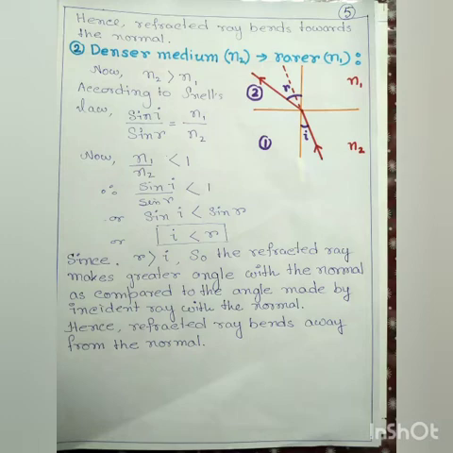Therefore, sin i by sin r is also less than 1. Therefore, i is less than r. This means the refracted angle is greater than the incident angle. Therefore, when light travels from a denser to a rarer medium, it bends away from the normal.